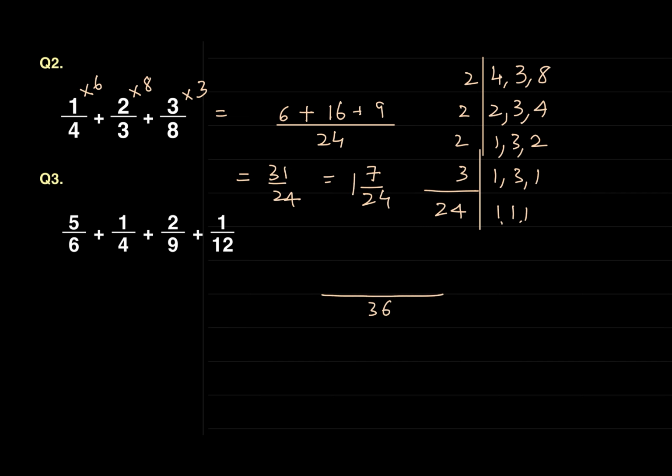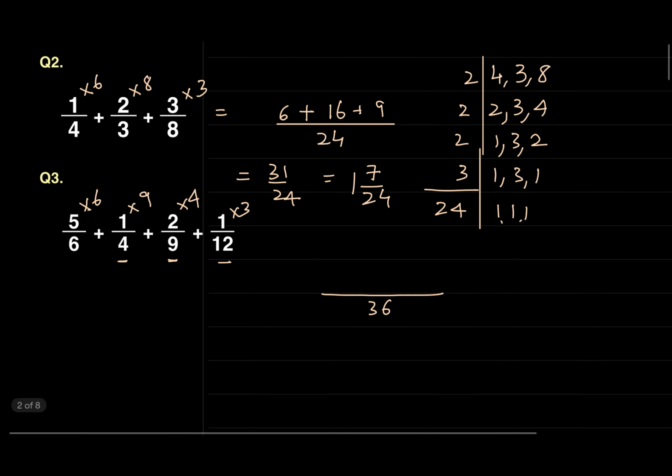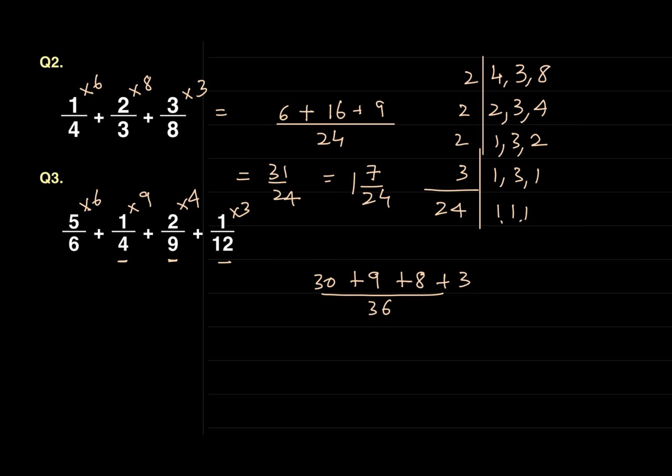Just write 36. Now we have dealt with the denominators, guys. So 6 into 6 is 36, 4 into 9 is 36, 9 into 4 is 36, 12 into 3 is 36. And now we just multiply these and ignore the denominator. Okay, 6 5s are 30 plus 9 1s are 9 plus 4 2s are 8 and 3 1s are 3. 50 upon 36.